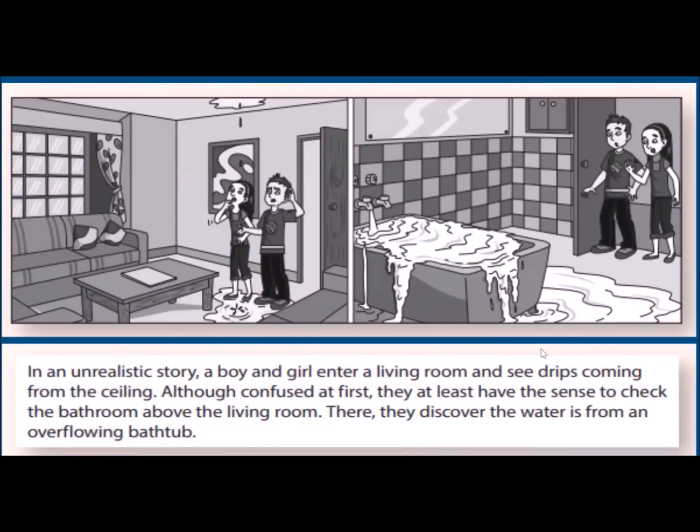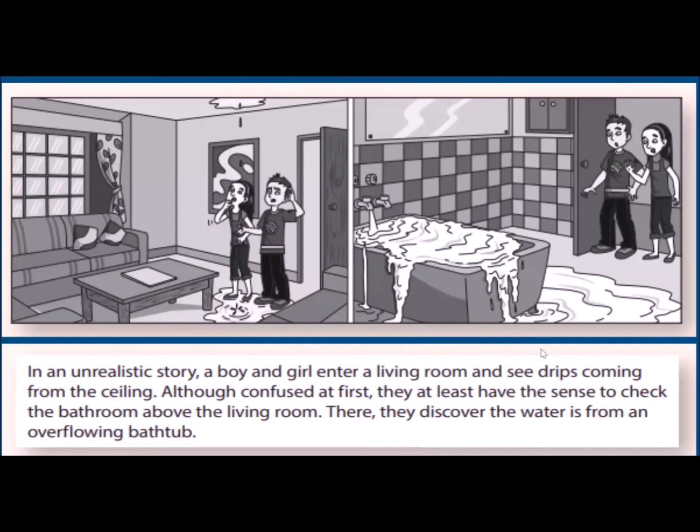In an unrealistic story, a boy and girl enter a living room and see drips coming from the ceiling. Although confused at first, they at least have the sense to check the bathroom above the living room. There, they discover the water is from an overflowing bathtub.